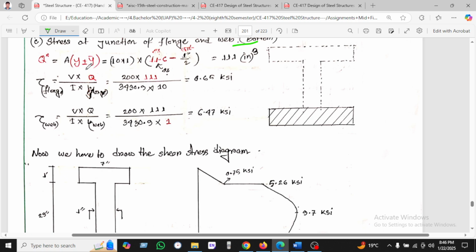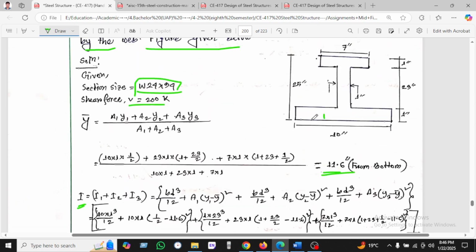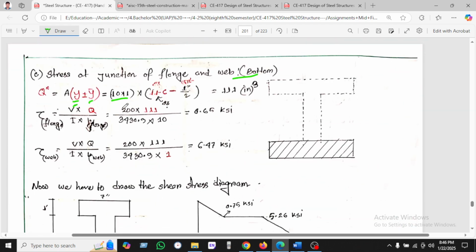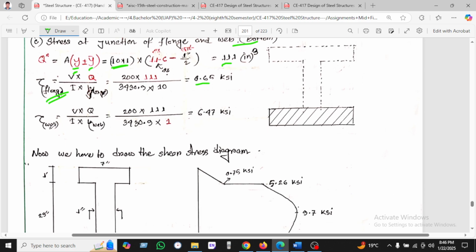Q star equals A into (y minus y star). The first y will be the bigger value, then the second y will be the smaller value. As we know, the section is 1 into 10 into 1. If we go to the picture, we can see this is 1, this is 10 and this is 1. Multiplying both, we found 10 into 1. And y we found 11.6 minus 1 by 2, and found 113. For the flange we found 0.65 and for y we found 0.64.